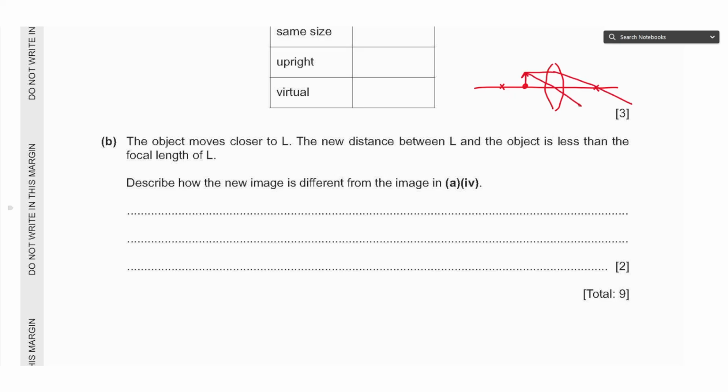So the rays would be like this, and you would have to extend the rays backwards. So extensions of rays, that means virtual image, and the image will always be enlarged and upright. The image in the first section of this question was enlarged, inverted, and real. Here the difference is that it is virtual now and it's upright, not inverted, but it is still enlarged. So the difference here is that the image will be upright and virtual instead of inverted and real.